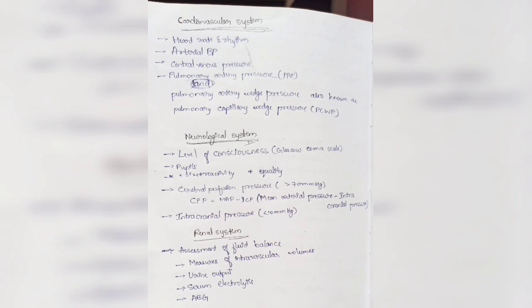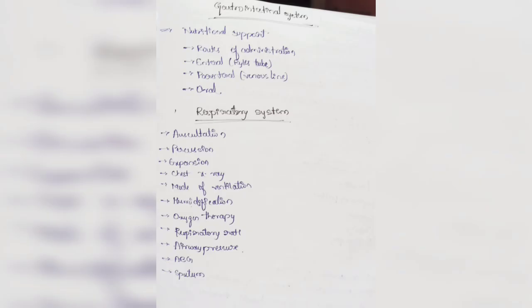After the neurological system assessment, next is the renal system. In the renal system: assessment of fluid balance, measurement of intravascular volumes, urine output, serum electrolytes, and ABG, arterial blood gas. Gastrointestinal system: nutritional support and routes of administration, enteral, parenteral, and oral.